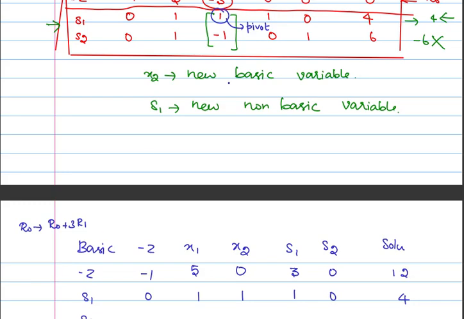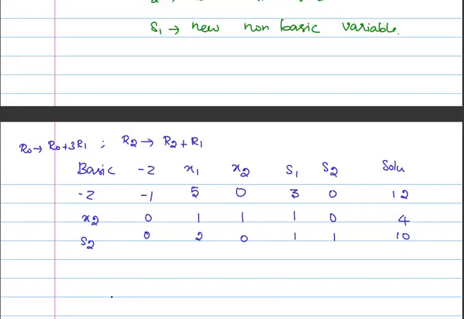Next I want to make this element 0. How can I make it? R2 becomes R2 plus R1. So this becomes 0, this becomes 1 plus 1, which gives 2, this is 0, this is 1, this is 1, and this is 10. So this is x2. This is our table, the first iteration table.